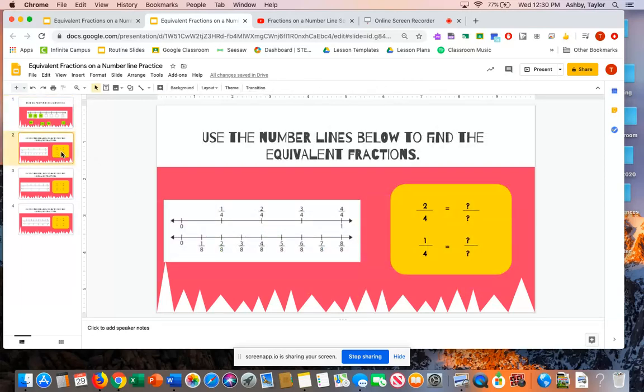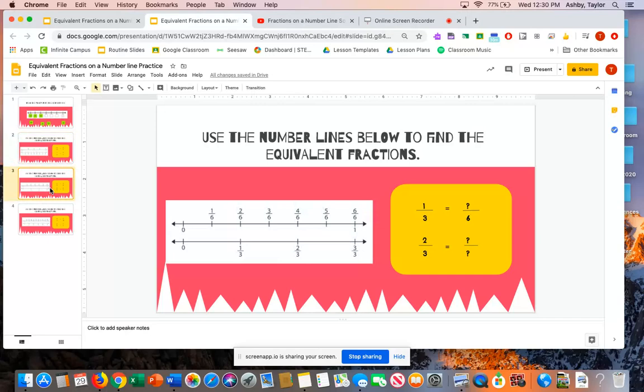The next couple of slides are all about using those number lines to find equivalent fractions. As a mathematician, I know that the lines on those number lines, the ones that line up or match up, are fractions that are equivalent. So here I'm looking for the fraction that would be equivalent to 2/4 and the fraction that would be equivalent to 1/4. First, I need to find the fraction 2/4 and then look to see which one lines up with it. Same thing with 1/4. You'll continue that practice a couple more times on your own.